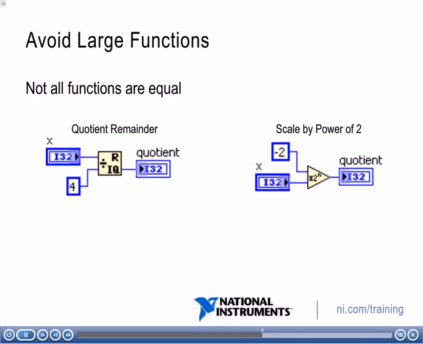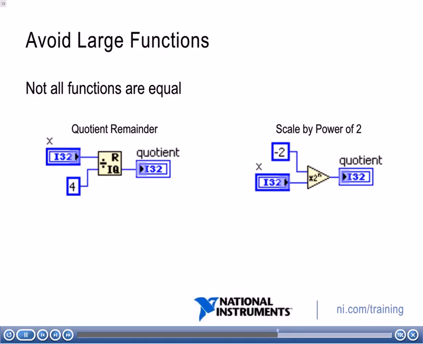So let's take a look at the quotient remainder function. If we use this on an FPGA, we're taking x and putting it into this function, dividing by 4, and getting the quotient. On the right, we're doing the same thing, but we're using a scale by power of 2. If you're taking x and scaling it by the power of 2 to the negative 2, mathematically that's the same thing as dividing by 4, and we get our quotient. Functionally they're the same, but in terms of how many resources it takes on the FPGA, it's going to be vastly different. The quotient remainder function is a very large function.